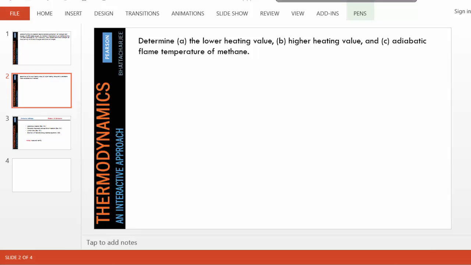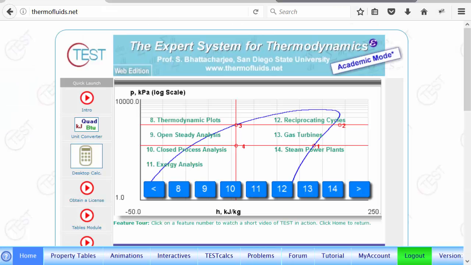Hello, we're going to use the combustion TESTapp to do some energy analysis of a combustion reaction. In this case, we want to find heating values of methane as well as the adiabatic flame temperature. So let's go and start the TESTapp that we need.